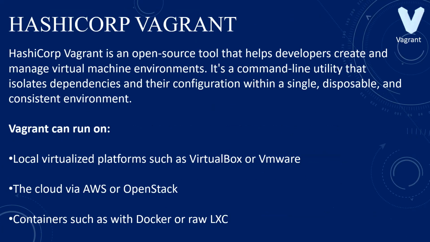Next product is HashiCorp Vagrant. HashiCorp Vagrant is an open source tool that helps developers create and manage virtual machine environments. It's a command line utility that isolates dependencies and configuration within a single, disposable, and consistent environment. Vagrant can run on local virtual platforms such as VirtualBox or VMware, on the cloud via AWS or OpenStack, and it can also run on containers such as Docker.